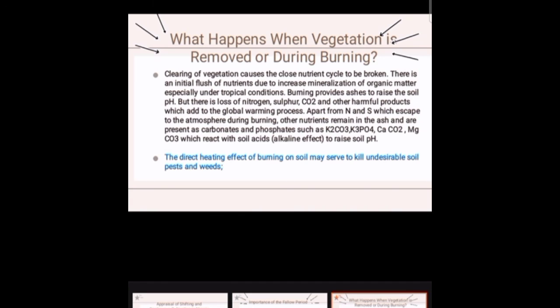The direct heating effect of burning in soil may serve to kill undesirable soil pests and weeds, but the interest is to see much of the organic matter return to the soil without burning. Through burning and high oxidation, the organic matter content of the soil declines sharply and soil structure deteriorates under the impact of rainstorms and lack of fauna activity.